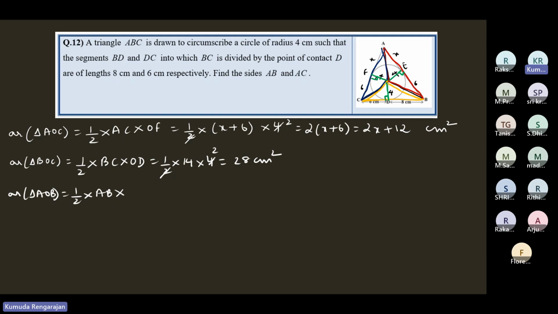Very good. Which is the base of triangle OBC? Ma'am, BC. Yeah, correct. OAB, which is the base?